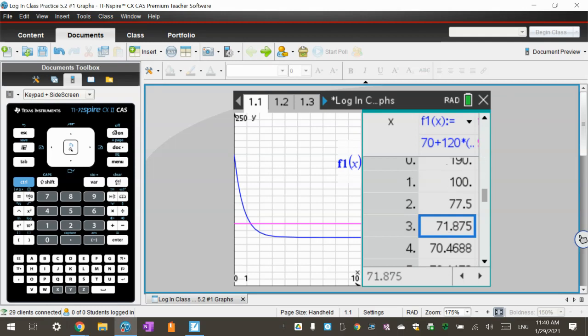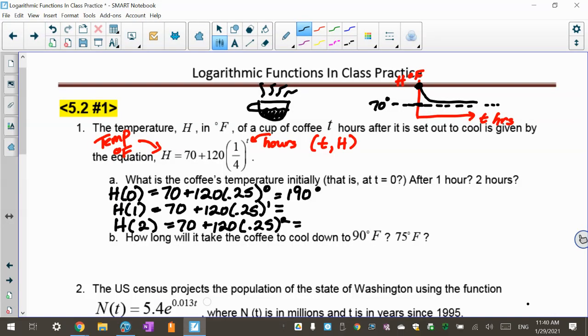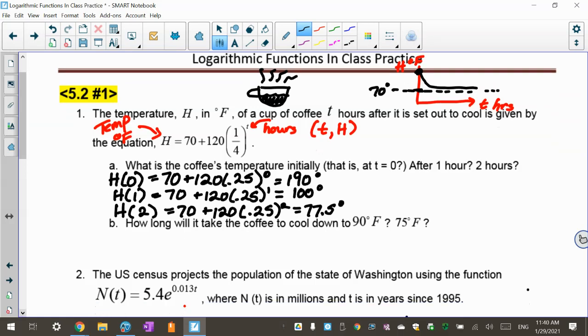So the reason why I'm showing you this is that you can just look at this and plug it in after you've done the work. So I've already got the 190. I saw it was 100 degrees after 1 hour and 77.5 degrees after 2 hours. Now it says, how long will it take the coffee to cool to 90 degrees? And then they want to know 75.